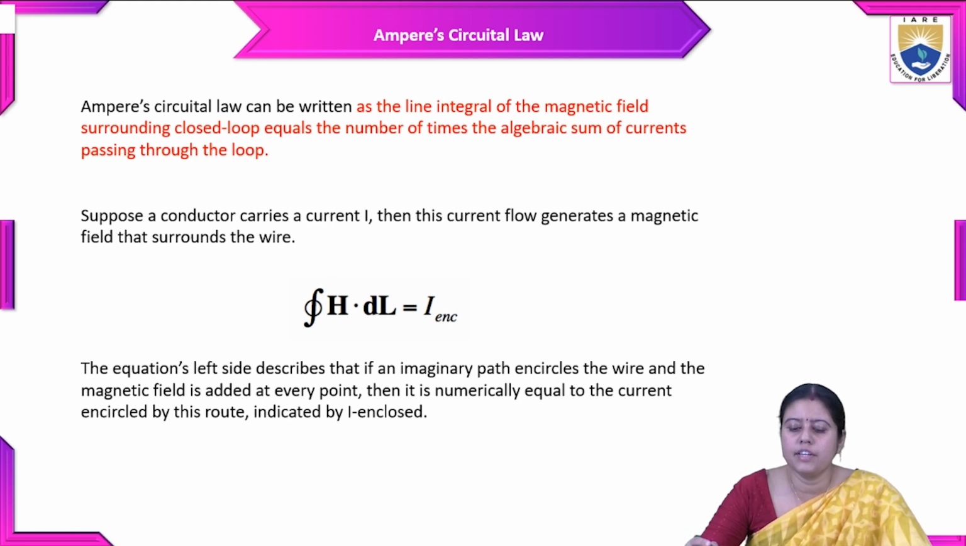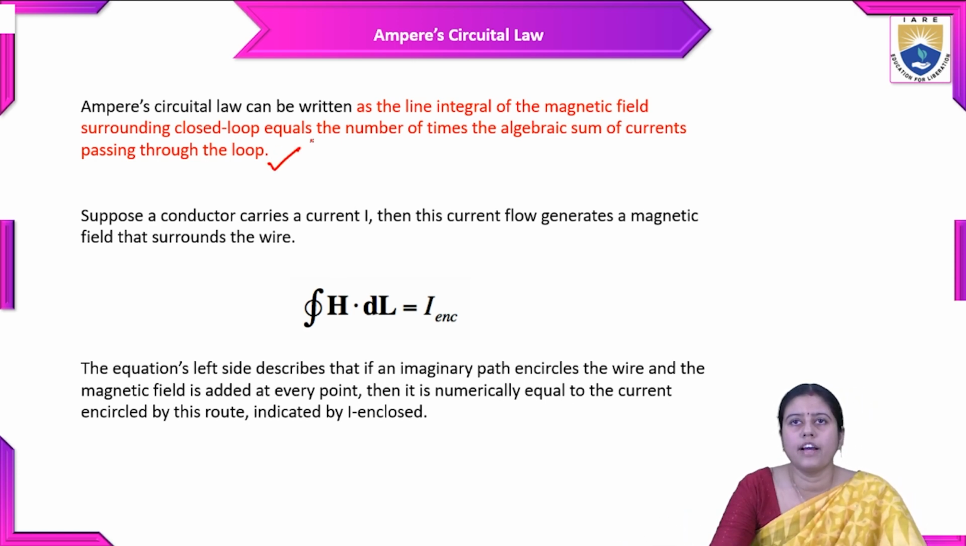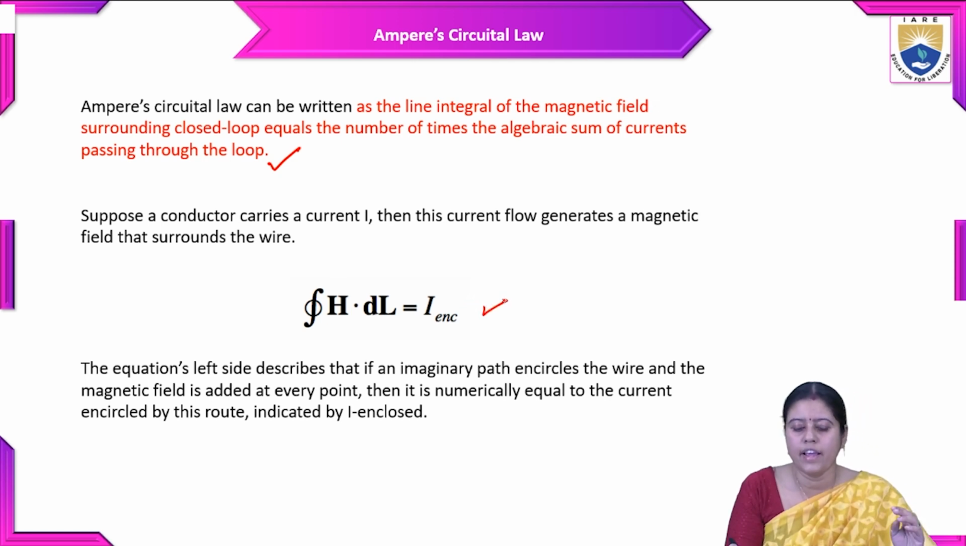Ampere's circuital law can be written as: the line integral of the magnetic field around a closed loop equals the algebraic sum of the current passing through the loop. Suppose a conductor carries a current I. The current flow generates a magnetic field that surrounds the wire, and we can write that the closed line integral of H dot dl is equal to I enclosed.